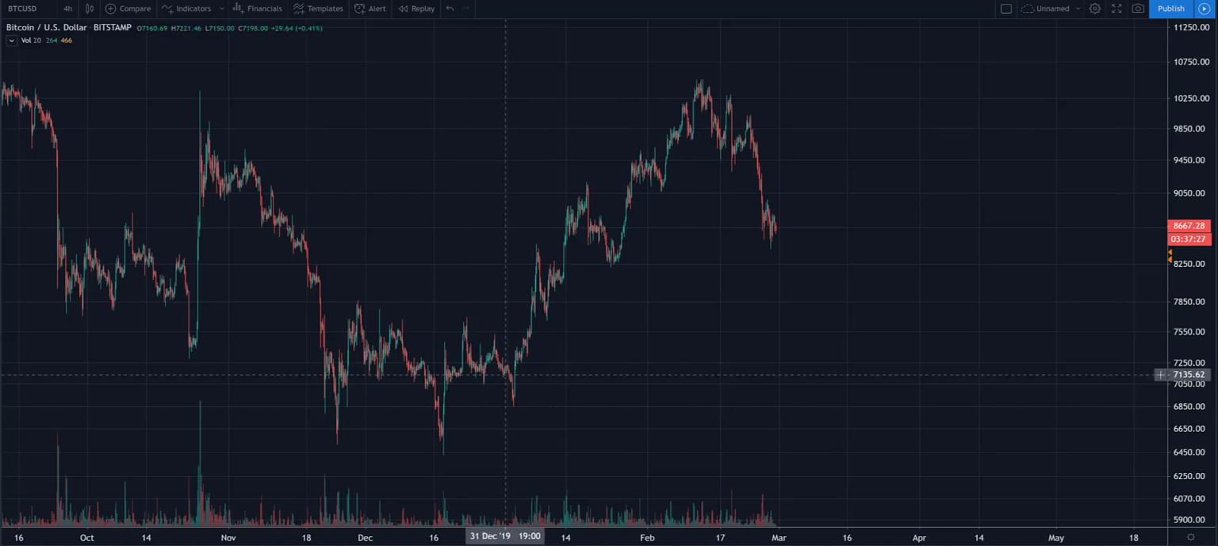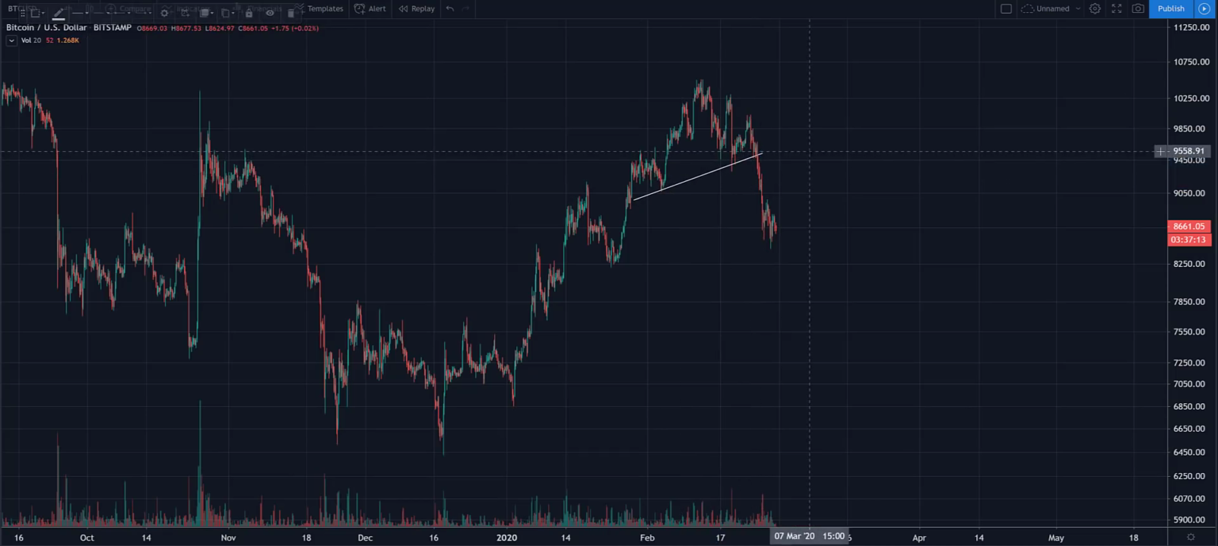So we see the semi-log chart of Bitcoin. And there is a very common pattern called the head and shoulders top. Left shoulder, head, right shoulder. Boom, like this. Very nice.